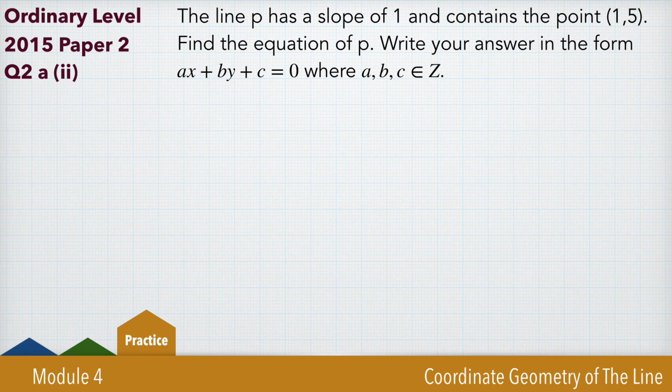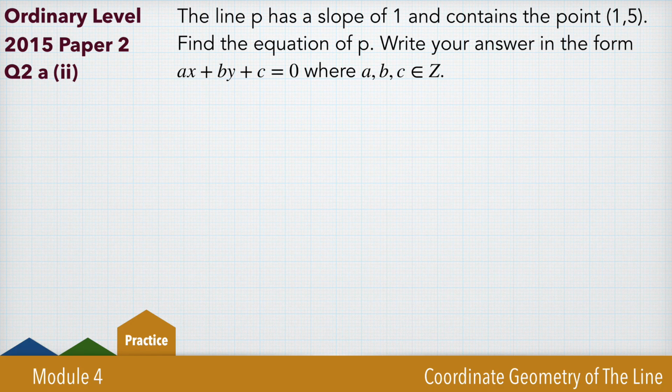We are told that the line P has a slope of 1 and contains the point 1, 5. We are asked to find the equation of the line P. We are also asked to write the answer in the form ax plus by plus c, where a, b and c are elements of the integers.